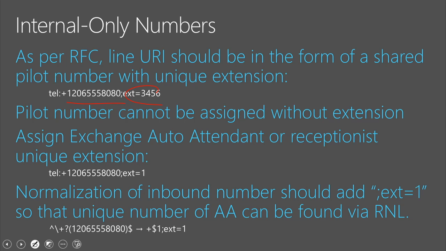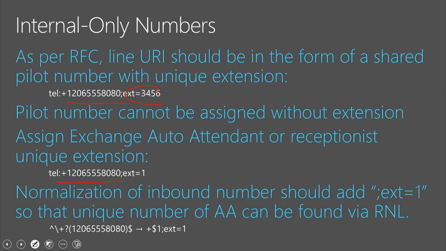Because I mentioned earlier that reverse number lookup considers this extension optional, if it sees the pilot number used all by itself, it will throw an error. If you're looking through logs, you see an error code 485 ambiguous. That means that there was more than one number that matched. Usually it's an inbound call. We're doing reverse number lookup to find which user that call should be directed to. If that pilot number is used by itself and also used with some extensions, you'll get that error.